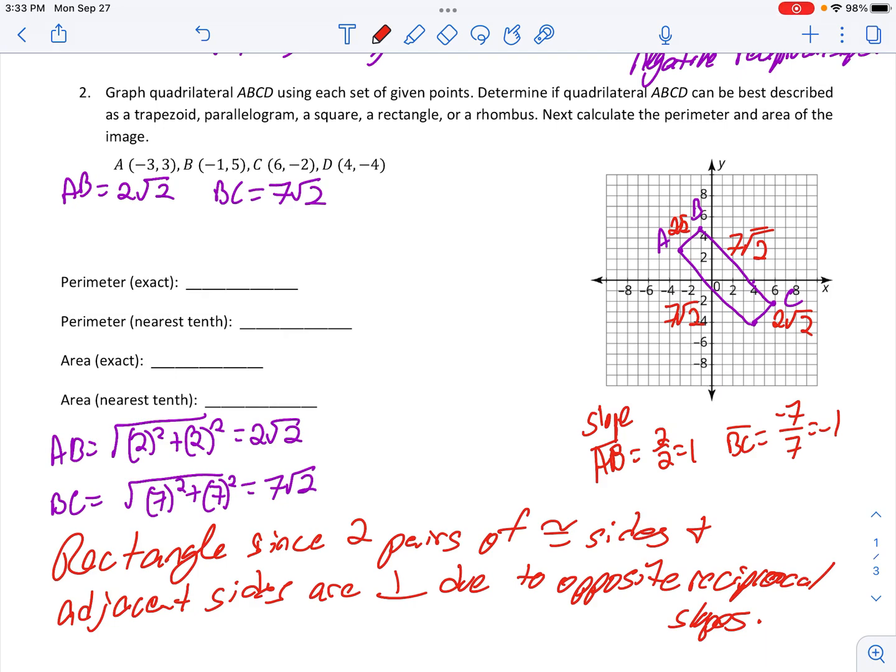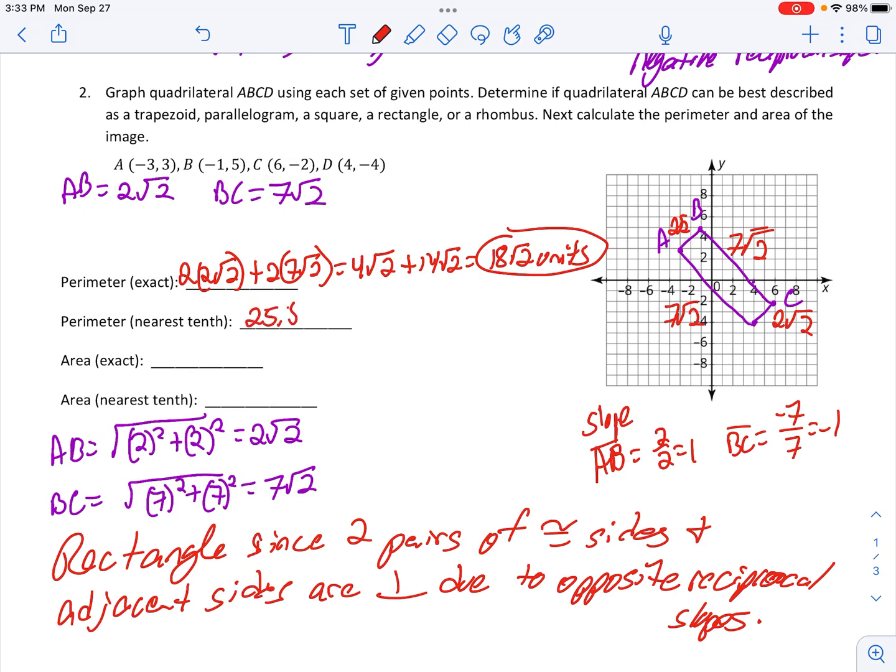Perimeter is easy. We could just add up all the sides. So 2 sides of 2 root 2, 2 sides of 7 root 2, gives me 4 root 2 plus 14 root 2. Those are like terms. 18 root 2 is my perimeter. Punch it into your calculator. 18 root 2 to the nearest tenth is 25.5 units.